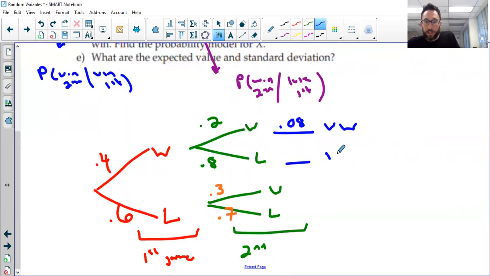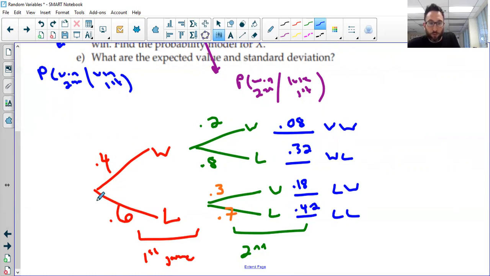This is win, lose, that's 0.32. Here we have lose, then win, which is 0.18. And then we have lose, lose, which is 0.42. Again, to get these numbers, I'm multiplying across the branches. Like lose, lose is 0.7 times 0.6. Lose, win is 0.6 times 0.3 to give me 0.18.